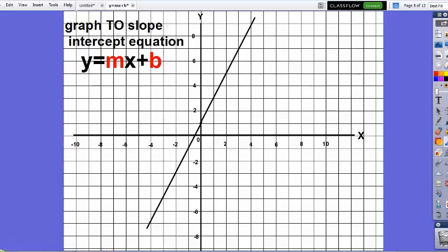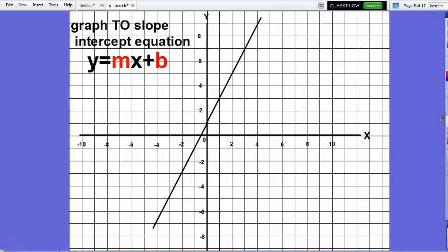The next thing I need to do is learn how to go from a graph, and I have a graph here, and I need to actually come up with my formula. So the first thing I do is I'm always going to go with my y-intercept. And my y-intercept is right here where the line crosses the y-axis, and that's at (0, 1), positive 1. So my b value is going to be 1. I'm going to put that one in there.